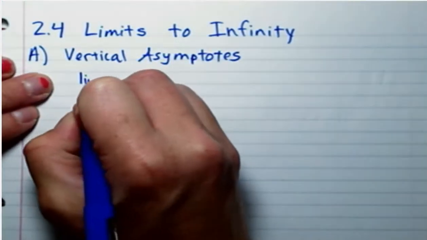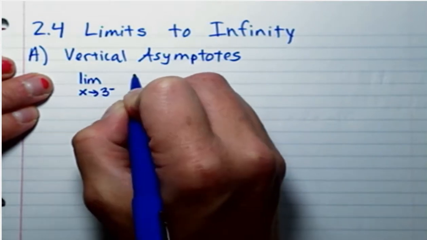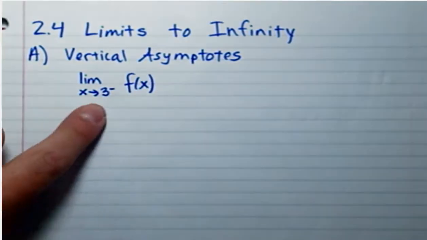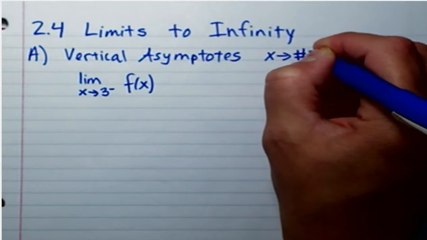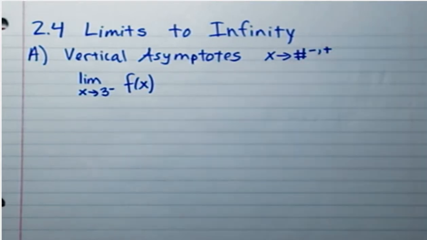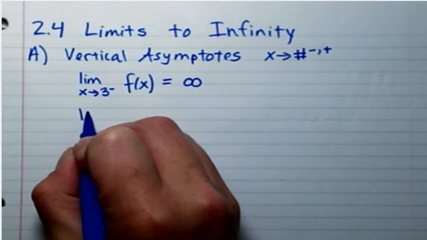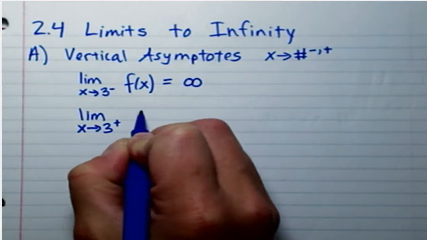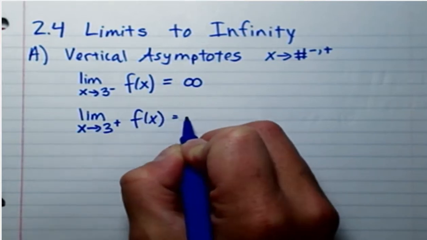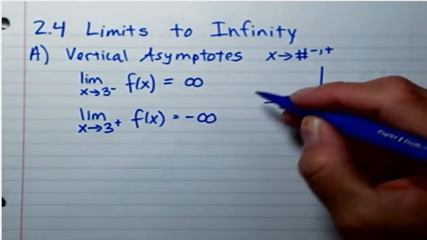Okay, so we have the limit as x approaches 3 from the left. Okay, so we are still approaching a number. I'm going to put left or right up there because you're going to see left and right a little bit more. Equals positive infinity. And I'm going to write the limit as x approaches 3 from the right equals negative infinity. I'm just going to sketch a little graph that shows this.